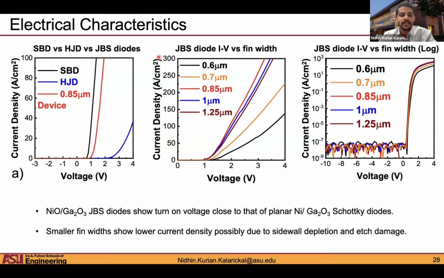Okay. And this is a comparison of the current density as a function of voltage for the different fin widths that we've used. And of course, the smaller the fin width, the lower the current and the higher the on resistance. And what we observe is as you go above 0.85 microns, we don't see very large differences in terms of the on resistance. So the 0.7 micron or 0.6 micron are probably not very good for this particular structure or the nickel oxide that we're currently using. And we also get good on-off ratios for the JBS diodes.